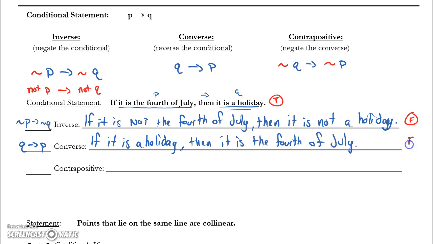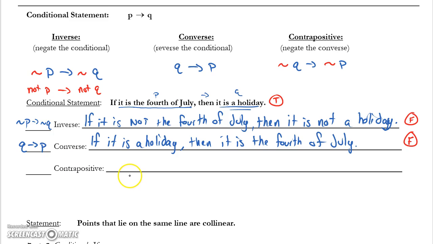It is a holiday. It is the 4th of July. That's also false. Again, I can use the same counterexample. It is a holiday, Labor Day or New Year's Day. Then it is the 4th of July. Both of those examples were holidays that are not the 4th of July. My converse of this conditional is false.